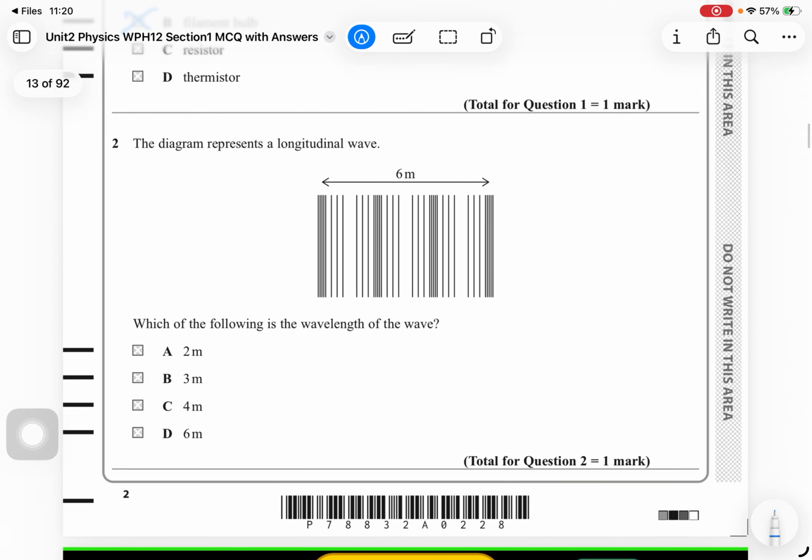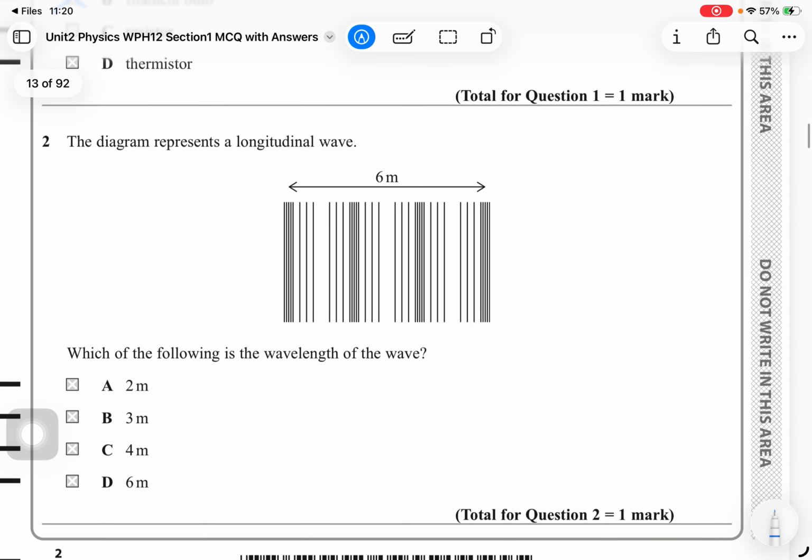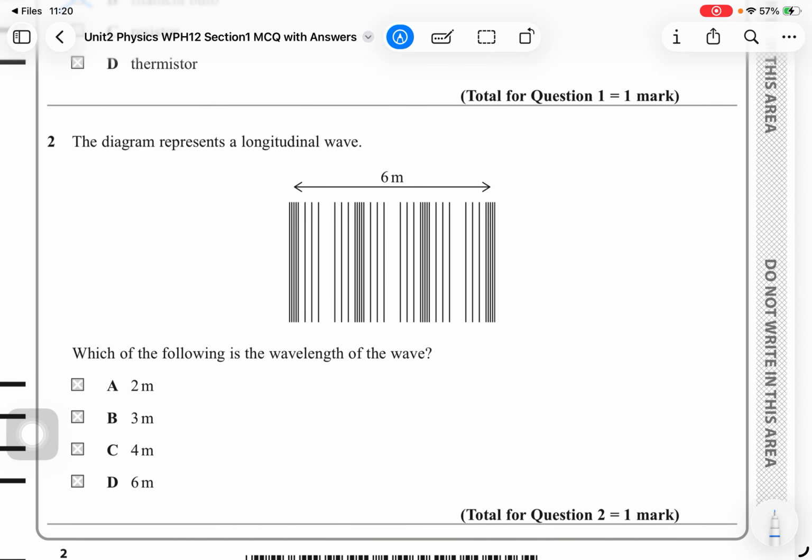So let's move to question number 2. The diagram shows a longitudinal wave. We can see these are compressions and these are rarefactions. Altogether there are 3 full waves. From here to here is one wave, here to here is one wave, and here to here is one wave. So it will be 6 meters divided by 3, which gives you 2 meters. So the answer would be this.